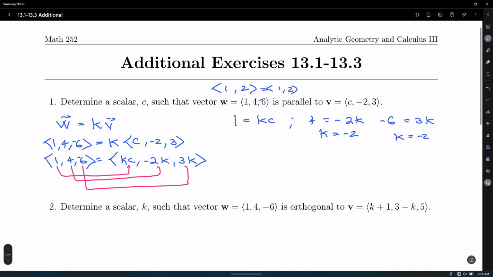So now that we found the value of k, how about we substitute it here? 1 equals negative 2c. And then divide both sides by negative 2 to get c equals negative 1/2. So that means that if c equals negative 1/2, those two vectors are parallel. Right?